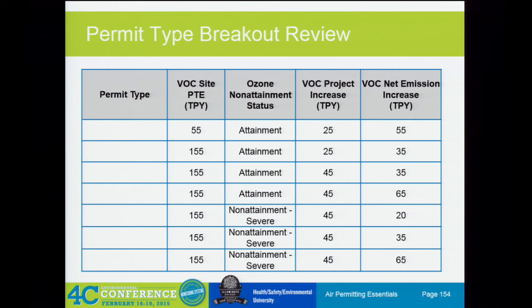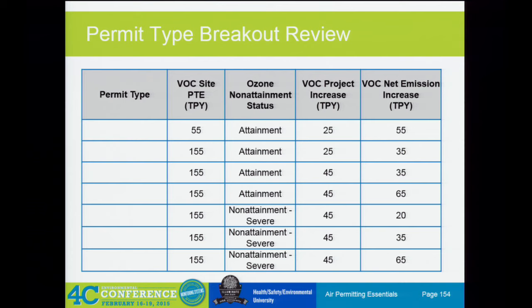How about the next one, 155, 45, and 35? State and Title V, good. So this one, because we're above the 40 ton threshold for the project increase, we had to look at the net increase to make sure that it was above 40 tons, and it wasn't, so it's state only.